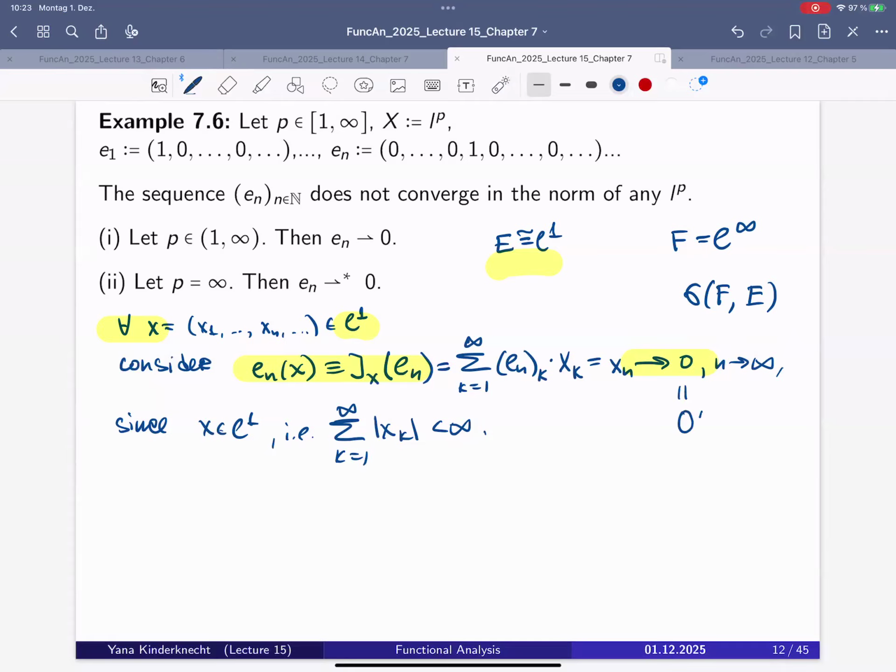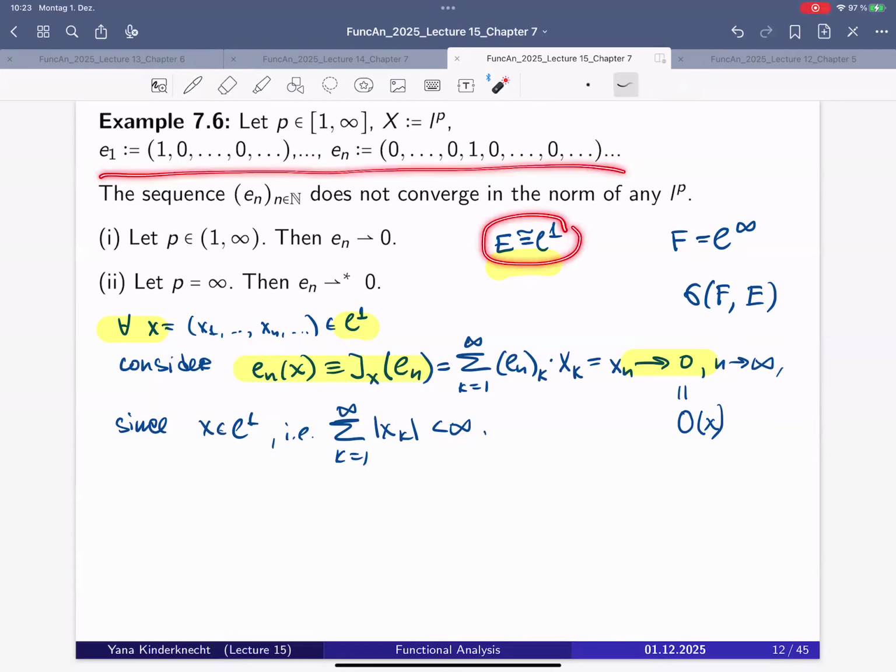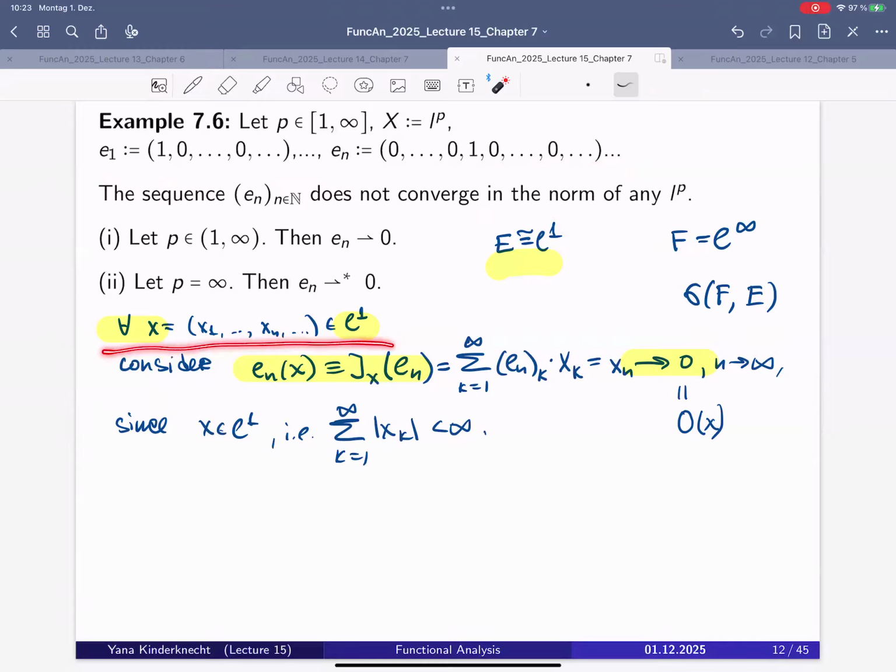So the zero linear functional evaluated at x. Yes, so these linear functionals, En, are now linear functionals on L1. They converge pointwise on this set L1 to the zero linear functional. That is, we have this convergence.